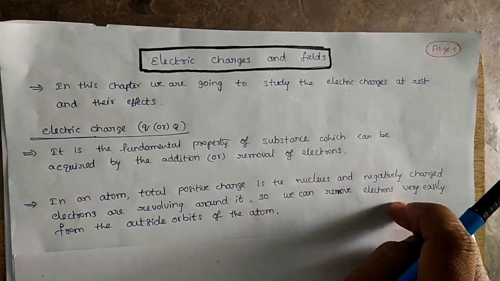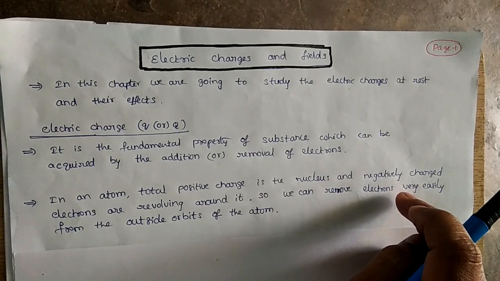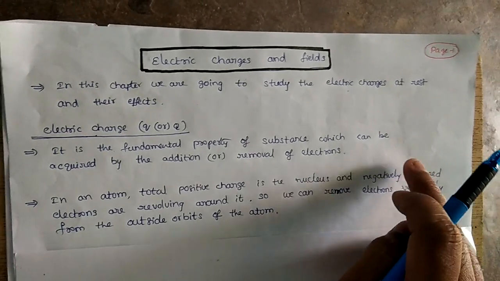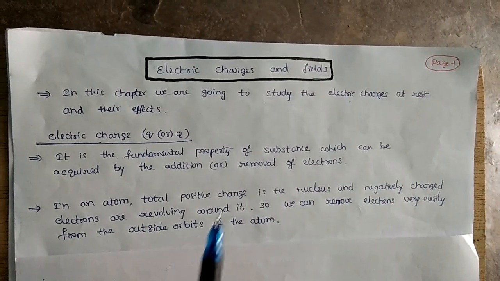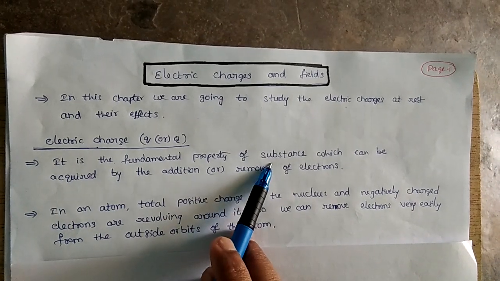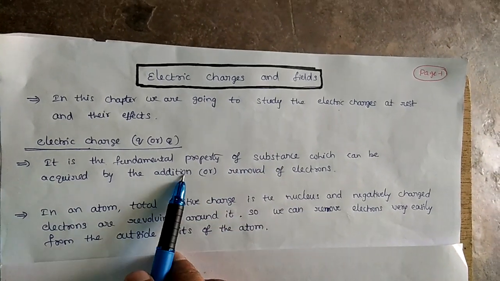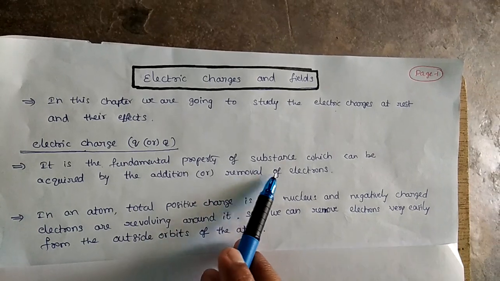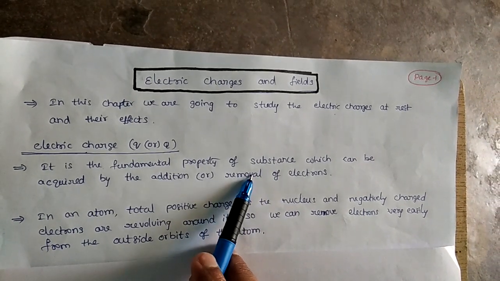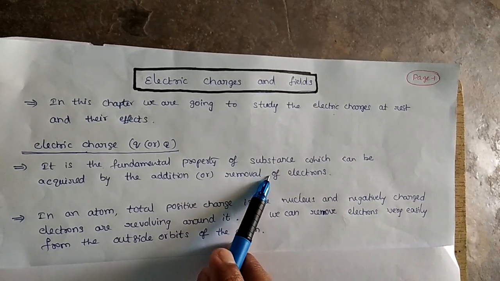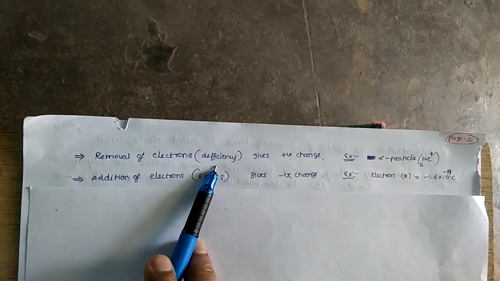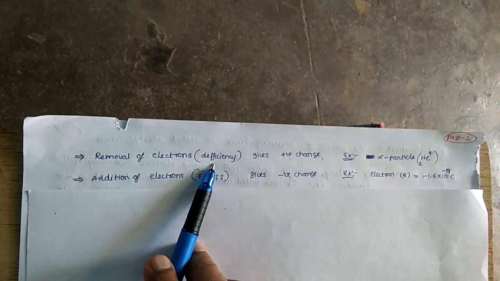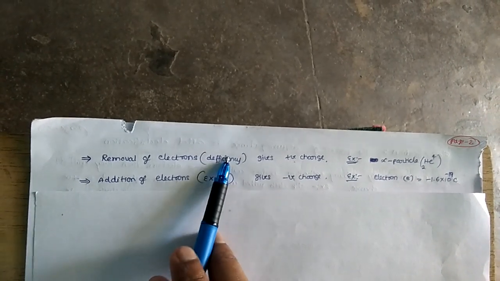If anybody asks why you are expressing the amount of charge in terms of electrons, you have to answer like this. Now, what is meant by electric charge? Simply, it is the fundamental property of materials or substances which can be acquired by the addition or removal of electrons. By adding electrons or by removing electrons from any material, the bodies will get charge.